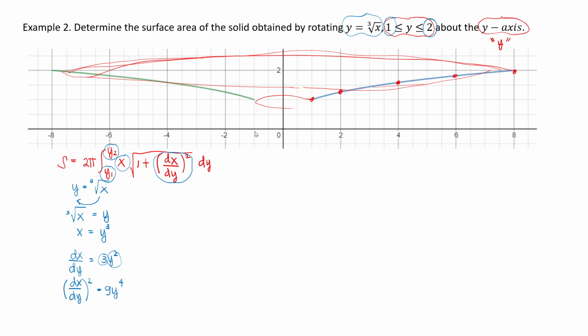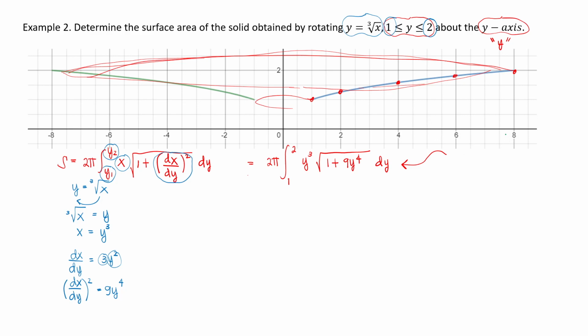We're now ready to replace the terms in our formula. This becomes 2 pi from 1 to 2. Our x value is y cubed, and then the square root of 1 plus 9y to the power of 4 dy. Again, you may place this one in your calculator. If you don't know how to simplify even further, just plug it in the calculator here, as long as the formula that you have presented in your paper is correct.